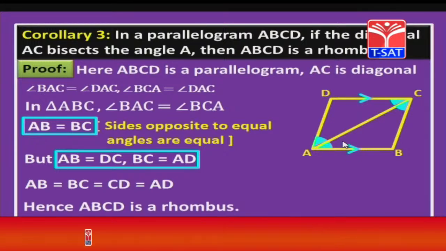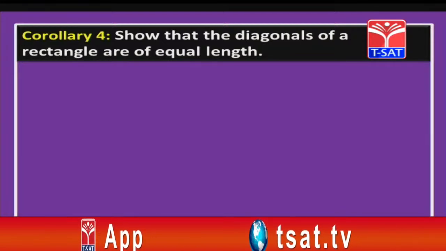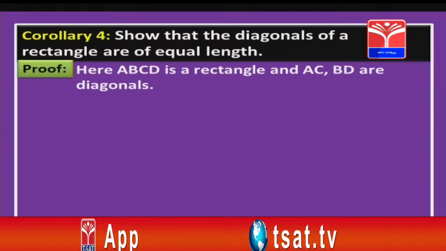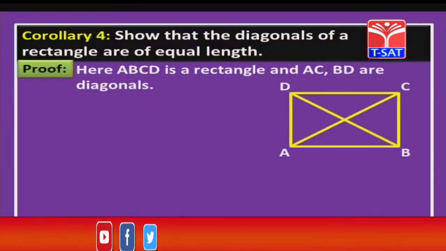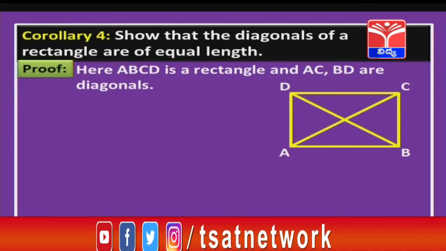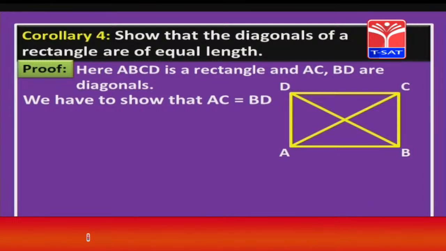Let us move on to our next corollary. Show that the diagonals of a rectangle are of equal length. So, let us see the proof, children. Let us consider a rectangle ABCD in which AC and BD are diagonals. Here what we have to show is that the lengths of the diagonals are equal. That means AC and BD both are equal.